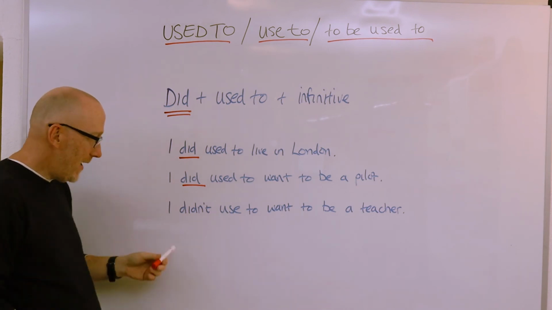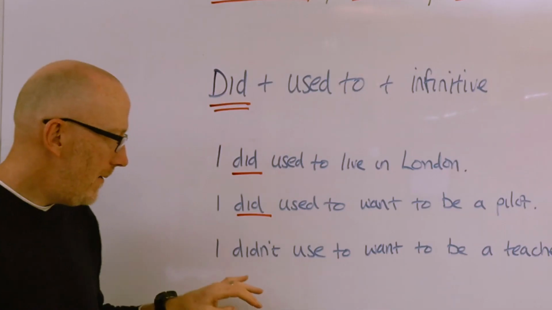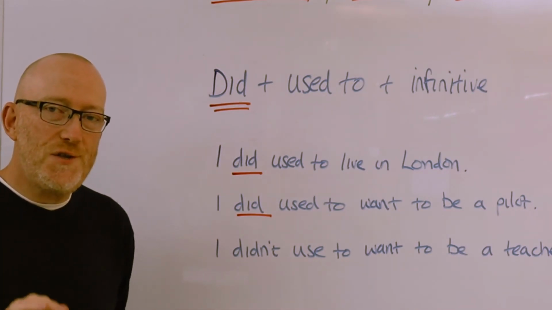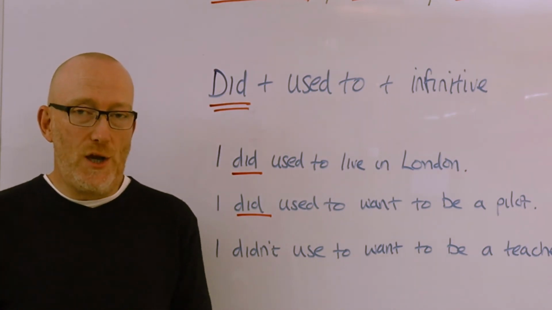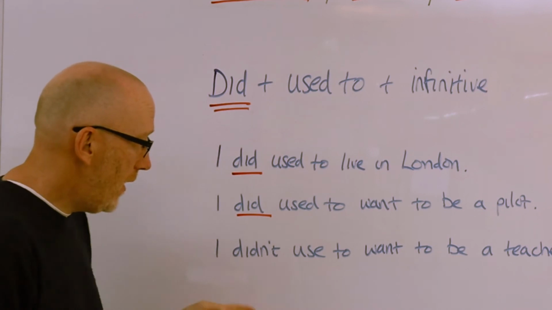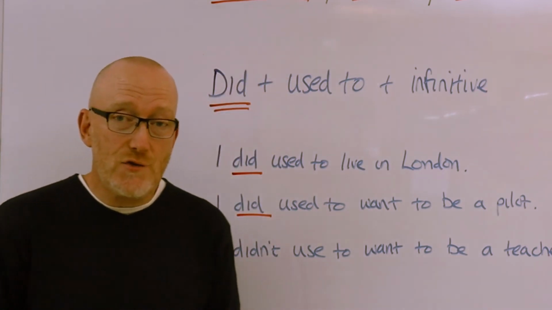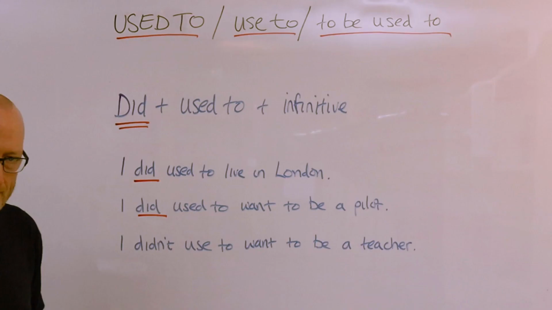Now, in a negative sentence, we use didn't. I didn't used to want to be a teacher. So in this instance, didn't is not being used to add any kind of emphasis. It's only being used to create the negative, the opposite of used to. There's no extra emphasis. There's only extra emphasis added with did.